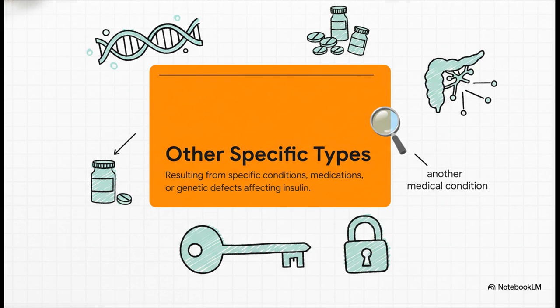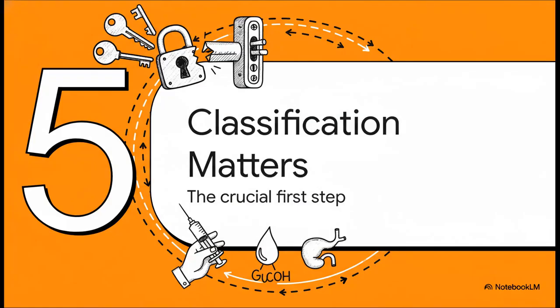And finally, there's this big catch-all category for a bunch of other specific types. You can just think of this as secondary diabetes. This is when the key and lock problem isn't the main issue, but it's a side effect of something else. For example, a disease like cystic fibrosis can damage the pancreas, which creates a missing key problem. Or certain medications, like steroids, can cause a faulty lock problem. So we've walked through the four main classifications: missing keys, faulty locks, temporary sticky locks, and secondary causes.